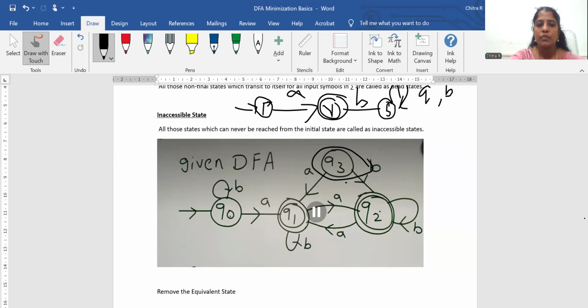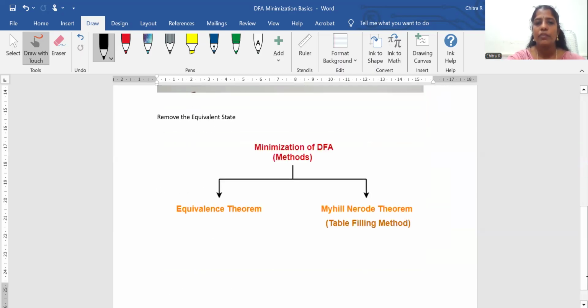Then next is the removal of the equivalent state. First, you have to identify which are the equivalent states. If more than one state is doing the same operation, we can eliminate those states also. That is called the removal of equivalent states. For this, we use 2 methods. First is the equivalence theorem, and another one is the Myhill-Nerode theorem, which we will see in the next class.